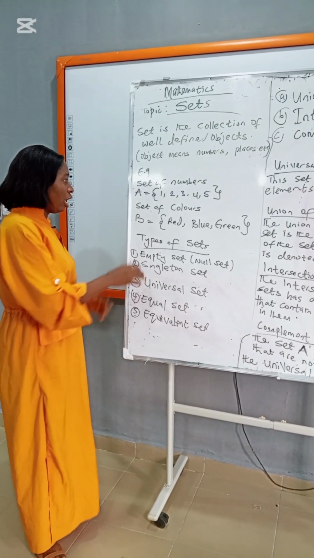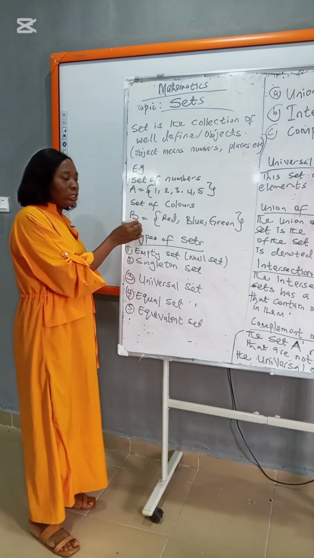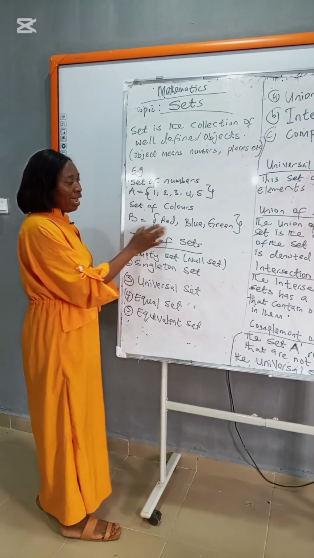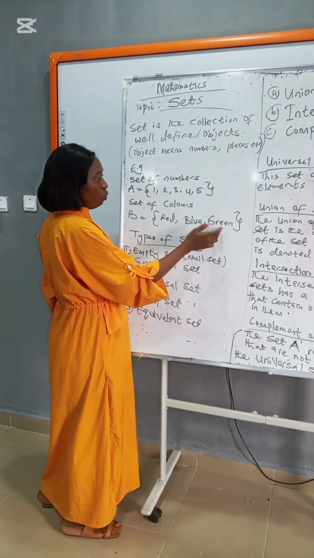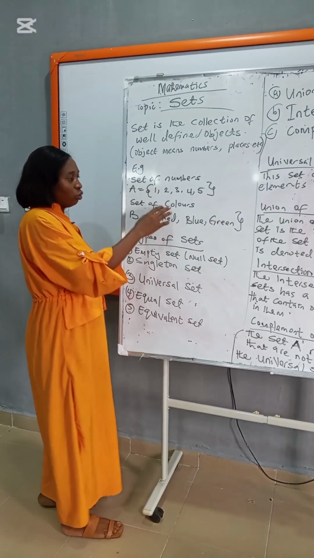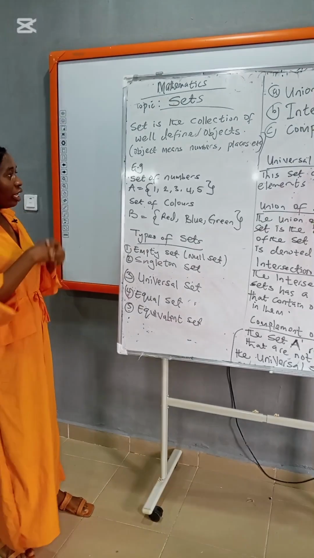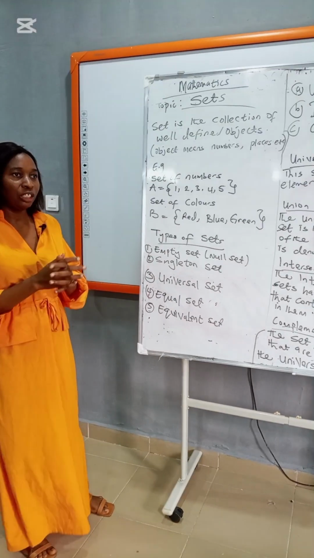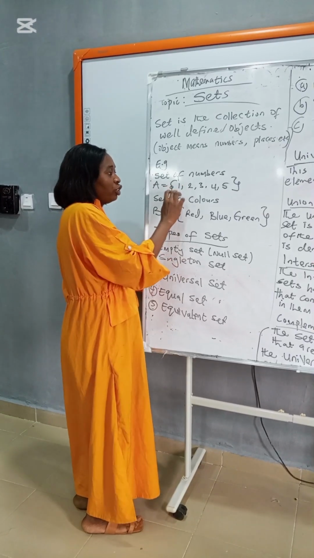Capital letters. Now, we have the set of colors. B is called set B. While the elements are what? Red, blue, and what? Green. So we call this the set of what? Colors.